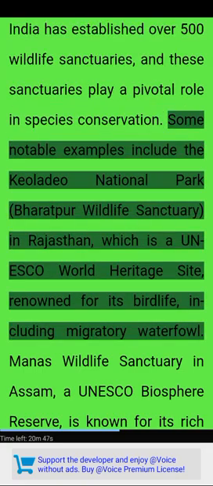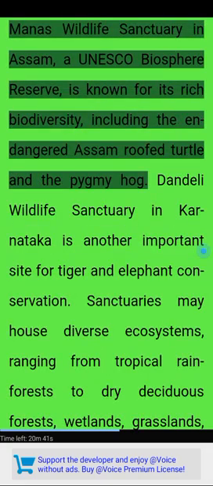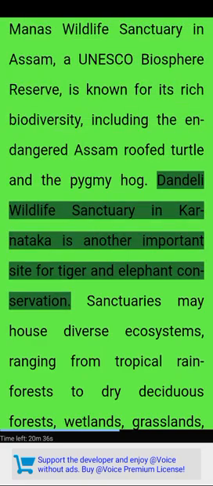Some notable examples include the Keoladeo National Park, Bharatpur Wildlife Sanctuary in Rajasthan, which is a UNESCO World Heritage Site, renowned for its bird life, including migratory waterfowl. Manas Wildlife Sanctuary in Assam, a UNESCO Biosphere Reserve, is known for its rich biodiversity, including the endangered Assam roof turtle and the pygmy hog. Dandeli Wildlife Sanctuary in Karnataka is another important site for tiger and elephant conservation.